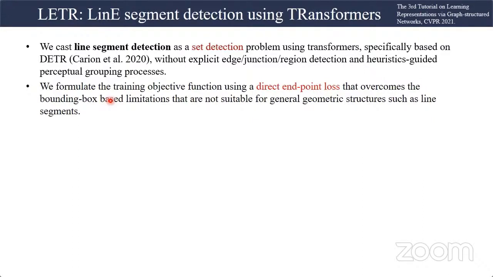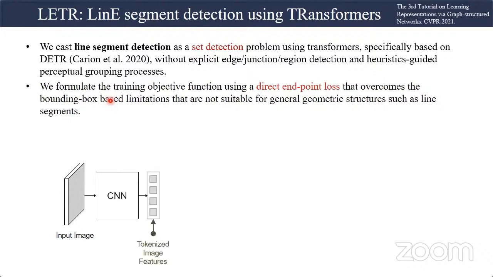We perform line segment detection using transformers, specifically based on DETR. But different from DETR, we formulate the training objective using a direct endpoint loss that overcomes the bounding box-based limitations that are not suitable for general geometric structures such as line segments.